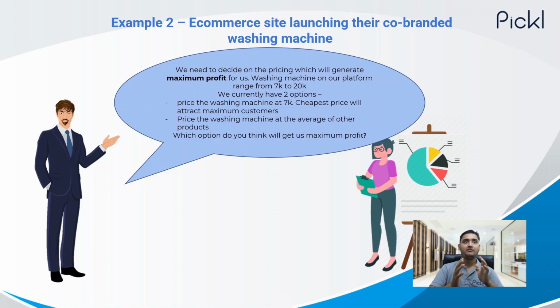He says that the washing machines on our platform range from 7,000 to 20,000. So we can either price the washing machine at the minimum of all the washing machines sold on our platform, so that the maximum number of customers buy it, or we can take the average of all the pricing, and that is how we can price our product. These are just the two options that he has in mind, but he wants the analyst to analyze all these options and come up with a very optimal pricing model.